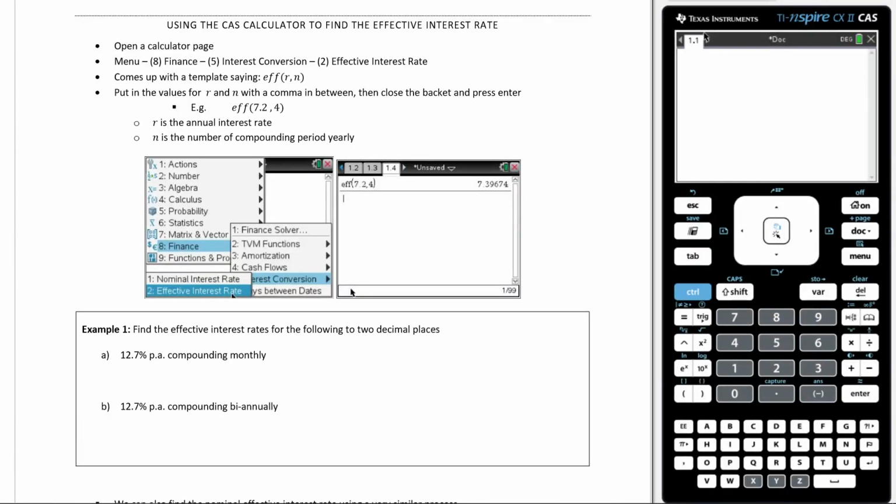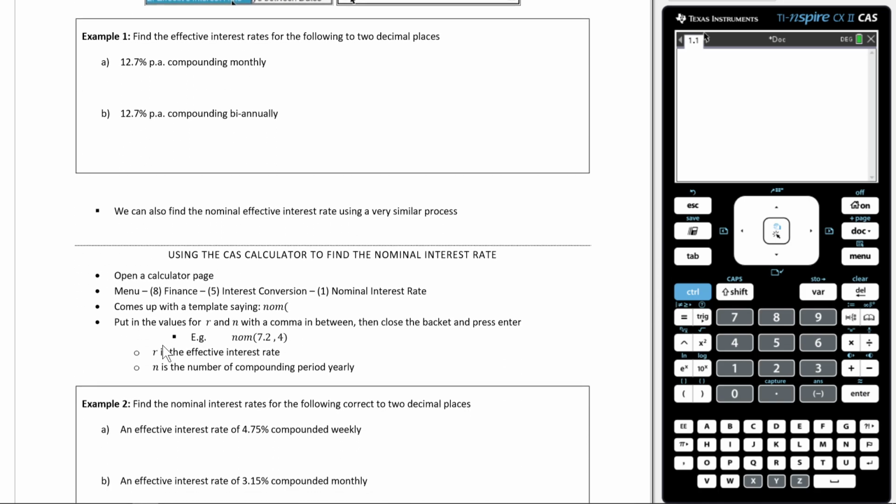Now, our amazing CAS calculator actually has the ability to allow us to convert from effective to nominal and nominal to effective. So here are the CAS instructions for it, which of course you can refer back to later. But I'm going to go through this process by going through this example here, and you'll see it in action.